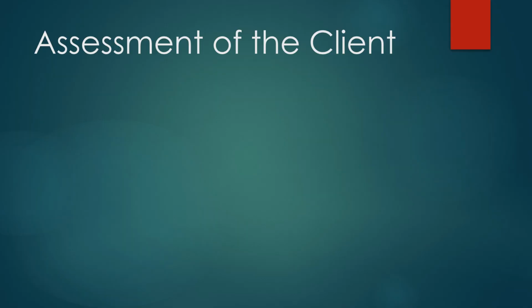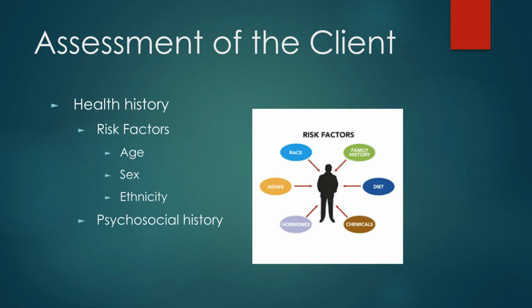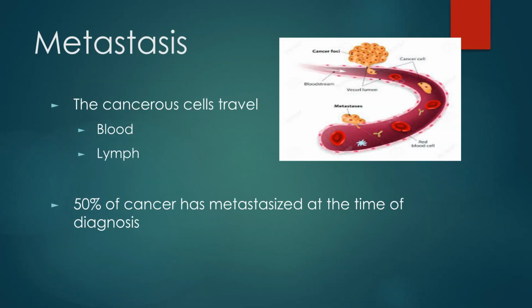Assessing the client involves taking a comprehensive health history, including risk factors such as age, sex, ethnicity, and a psychosocial history. These factors can predispose individuals to certain types of cancer. Metastasis is the process where cancerous cells travel through the blood or lymph system to other parts of the body. Unfortunately, 50% of cancer has metastasized at the time of diagnosis.